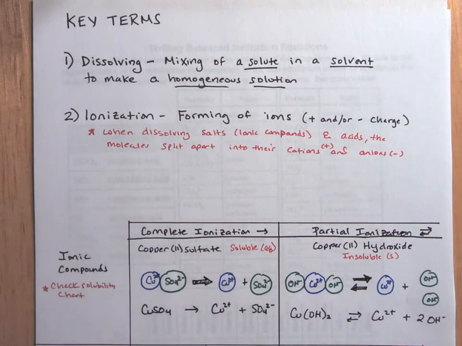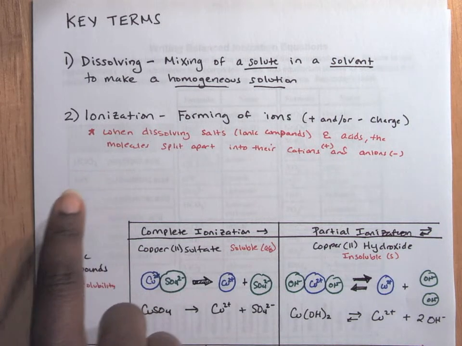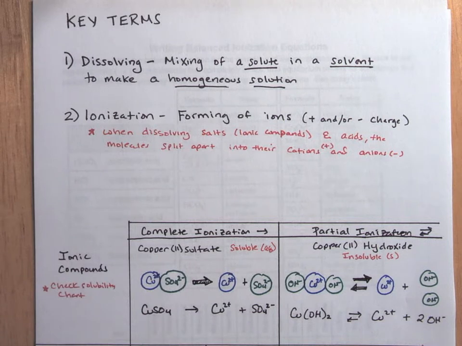Now, many things will dissolve in water, but not everything will undergo the second process, which is ionization. And that's forming ions. So there can be positive and or negative ions being formed. Technically, ionization involves removal of an electron to form an ion. However, for the purposes of dissolving, that's not what we're focusing on. We're focusing on things that, when dissolved in water, split apart into cations and anions.